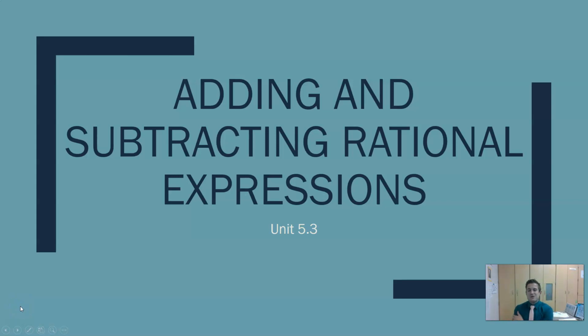We're in the middle of Unit 5. We started off talking about rational expressions, and we've talked about simplifying different kinds of rational expressions, and about excluded values that are associated with simplifying rational expressions. In section 5.3, we're going to talk about adding and subtracting rational expressions.